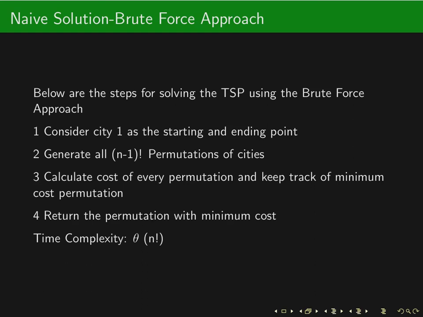This is just a recap of how we can solve the TSP problem using a brute force approach. The steps were like this. Consider city 1 as the starting and ending point, and then you can generate all the n-1 factorial permutations of routes. Once n-1 factorial permutations are generated, you can calculate the minimum cost permutation from that, and then return the minimum cost. So essentially, you need to calculate all the n-1 factorial permutations and then find the minimum from that.